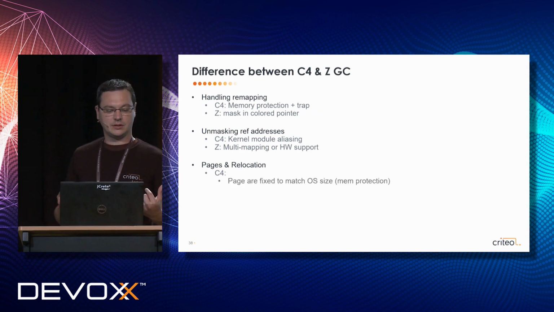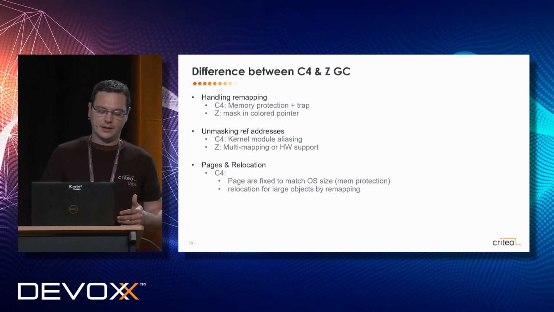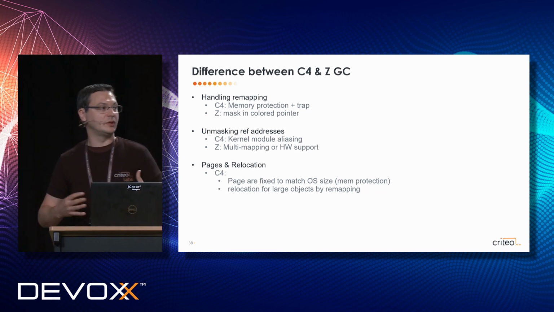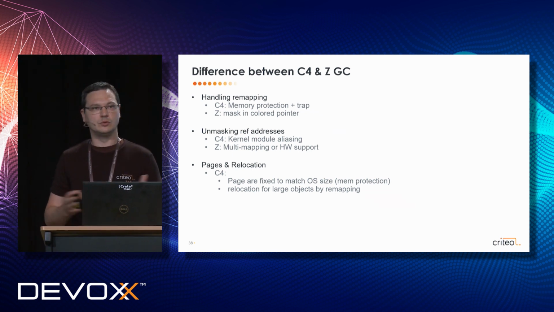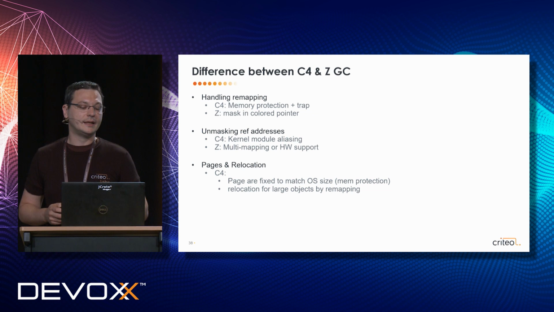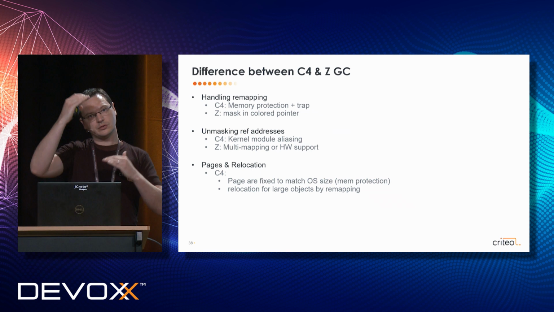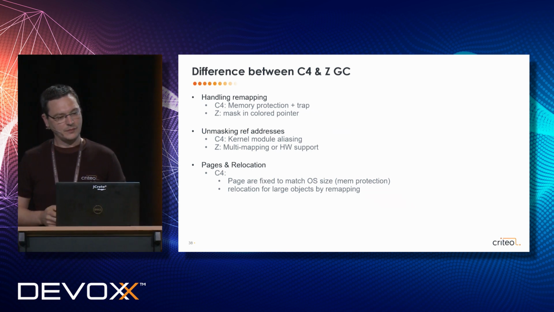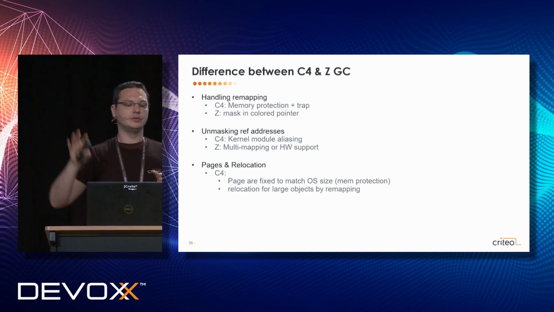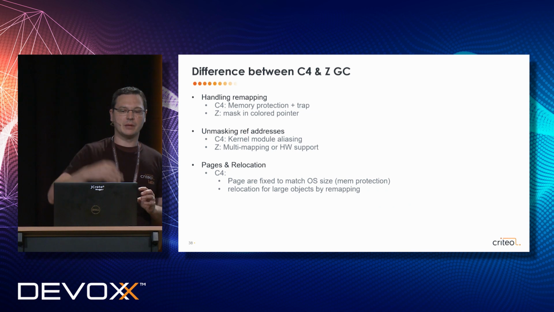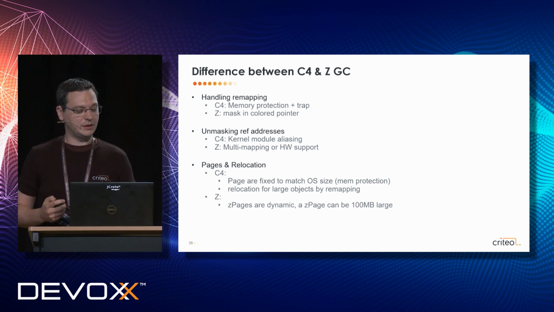For pages and relocation, C4 uses a fixed page size, matched with the host size, because of the memory protection. And for relocation of large objects, if you have a very large buffer, it's very expensive to move and relocate. So C4 uses remapping, again playing with the virtual and physical mapping. Physically they are not moved, but they are moved virtually by using another page that maps into this physical one. For ZGC, pages are dynamic.